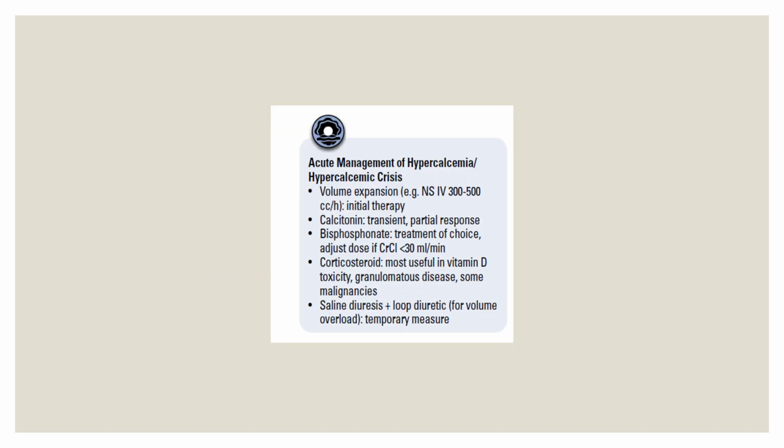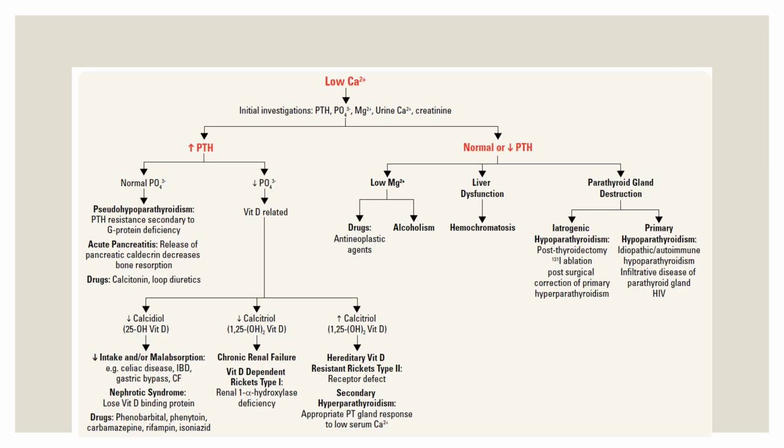Acute management of hypercalcemia or hypercalcemic crisis is volume expansion. You have to give IV fluids. Then you can give calcitonin, but it is a transient and partial response. Bisphosphonate is actually the treatment of choice. Corticosteroid is most useful in vitamin D toxicity or granulomatous diseases like TB, sarcoid and all. Saline diuresis plus loop diuretic for volume overload can act as a temporary measure. So the first thing is to hydrate.